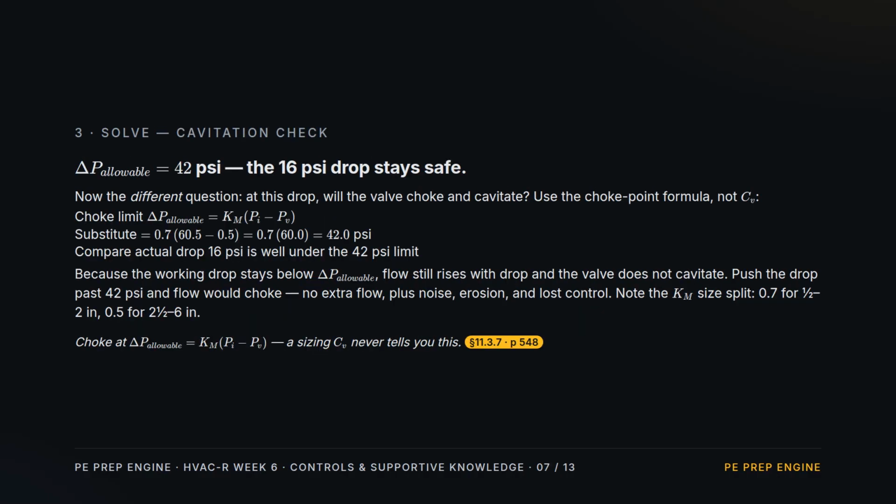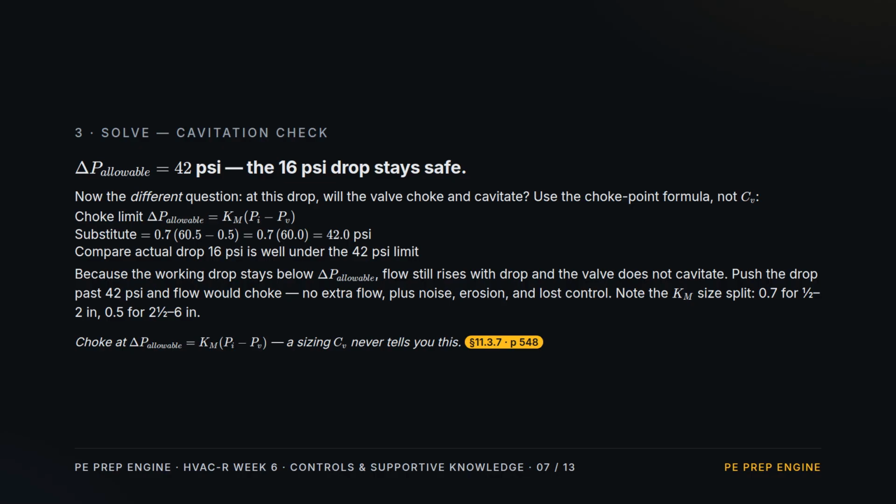Solve. The cavitation check. Now a completely different question. At this drop, will the valve choke and cavitate? Use the choke point formula, not CV. Allowable delta P equals Km times inlet minus vapor.